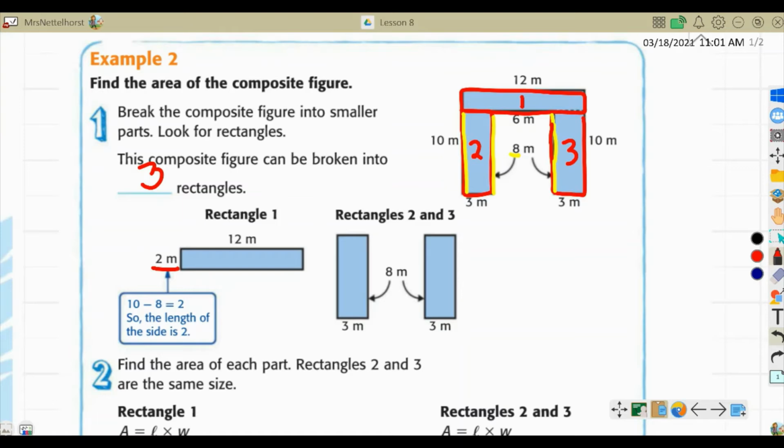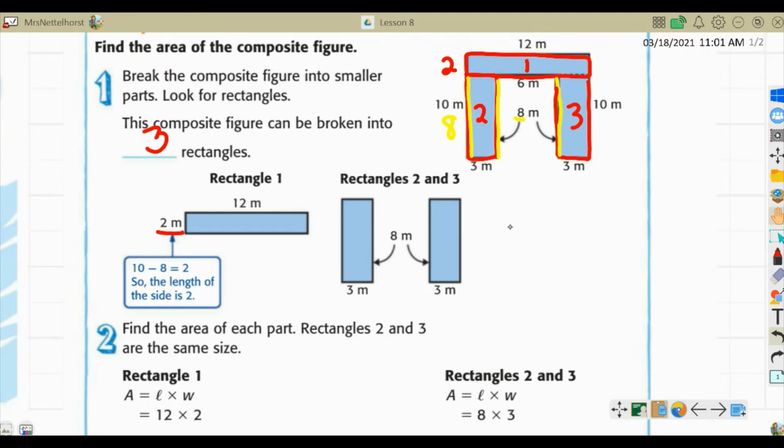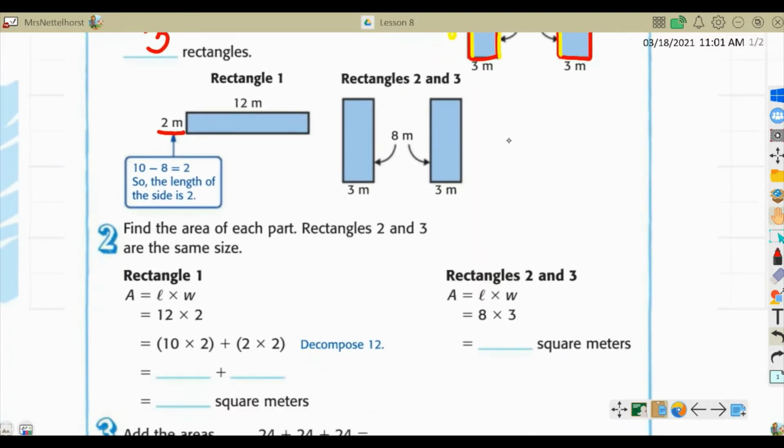Okay, so let me do it this way. So if you use 8 of the meters for the yellow part, then this red part up here is going to be 2 left because 8 plus 2 equals 10. Hope that makes sense. Okay, so rectangles 2 and 3 are 8 by 3s because you have the side length in here of 8. So rectangle 1 is a 2 by 12, and rectangles 2 and 3 are 8 by 3s. Okay, so now we're going to find the area of each part.